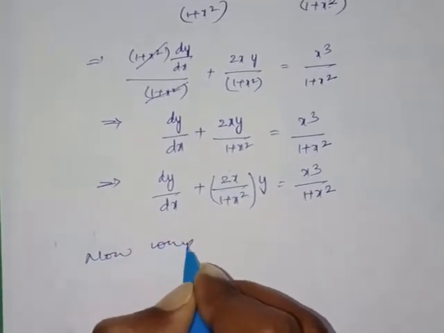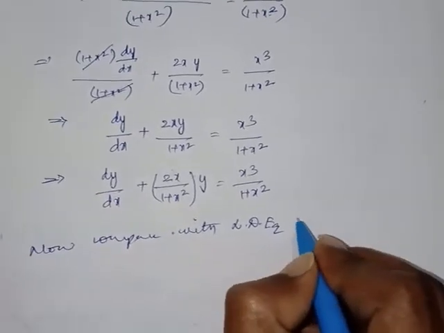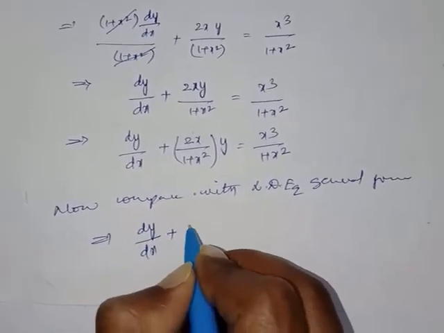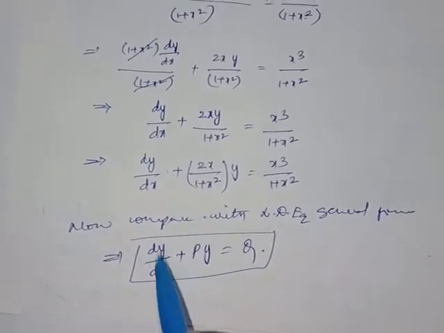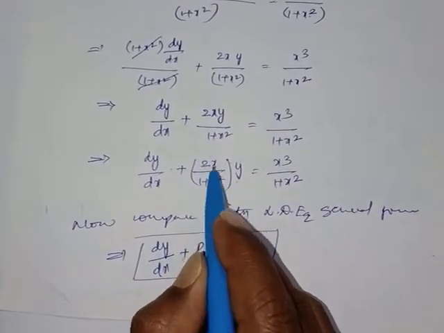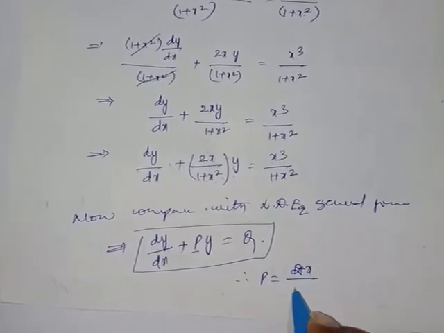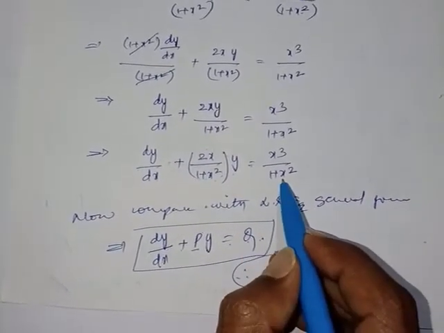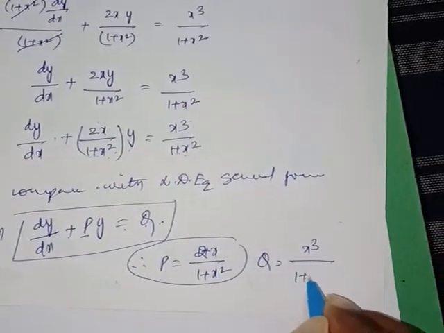Now compare with the linear differential equation general form, dy/dx + P y = Q. Here dy/dx, here also dy/dx, plus here the y coefficient is P. Here the y coefficient is 2x/(1 + x²), so P = 2x/(1 + x²). The RHS value is Q. Here the RHS value is x³/(1 + x²), so Q = x³/(1 + x²).